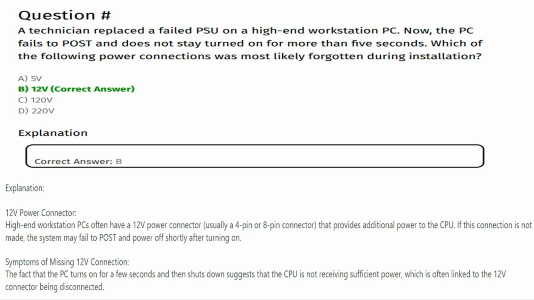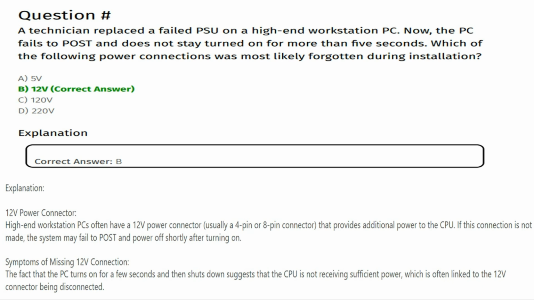A technician replaces a failed power supply unit on a high-end workstation PC. Now the PC fails to post and does not stay turned on for more than 5 seconds. Which of the following power connections was most likely forgotten during installation? First option is 5 volt, option B is 12 volt, option C is 120 volt, option D is 220 volt. And the correct option for this question is B, 12 volt.